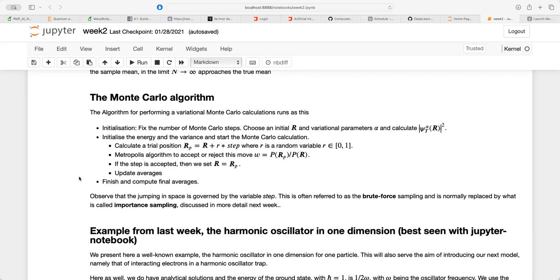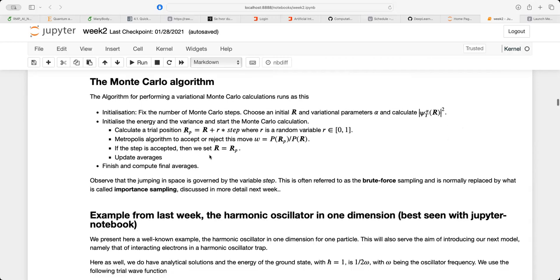So this is the Monte Carlo algorithm, everything you see here. And you would then initialize, fixing the number of Monte Carlo cycles you want to do. I'm going to use Monte Carlo steps or cycles interchangeably. You choose an initial position and an initial wave function with some parameters alpha. And then you calculate a new trial position, and then you suggest a move to this new position, and you calculate the ratio between the probability. This is the Metropolis algorithm, which sits inside the Monte Carlo algorithm. So the Metropolis algorithm is the rule which you use to accept a suggested move.